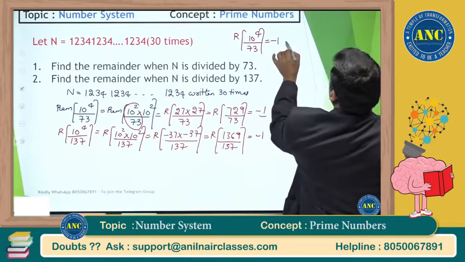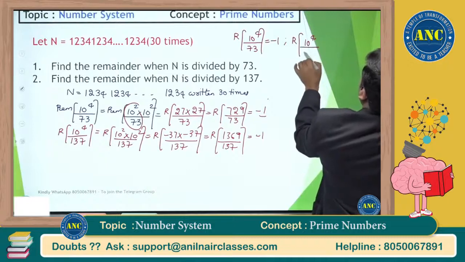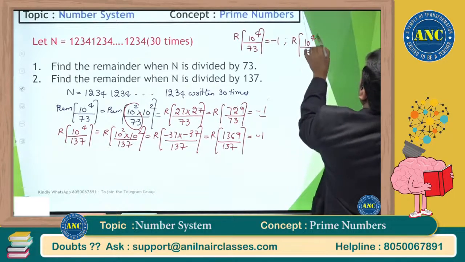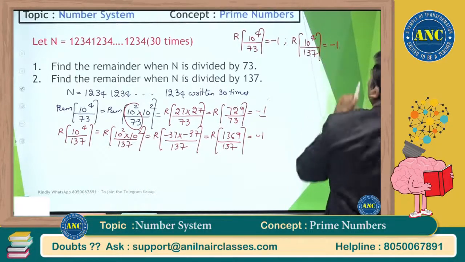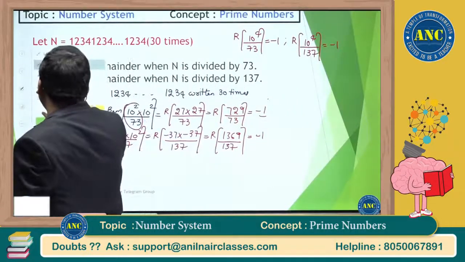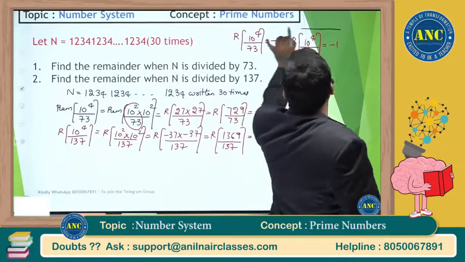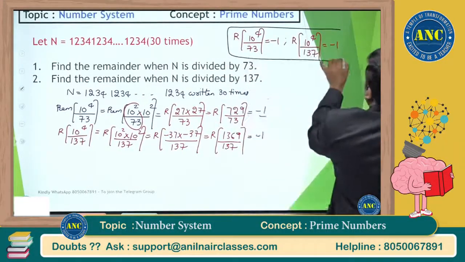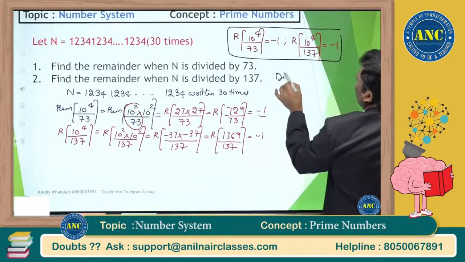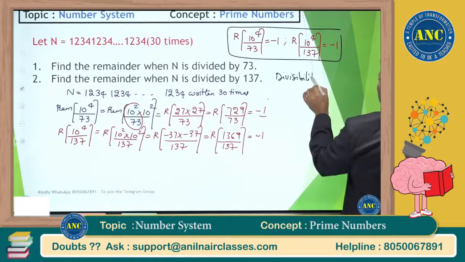That means 10 power 4 divided by 73 gives -1, and 10 power 4 divided by 137 also gives -1. So what will be the divisibility rule for 73 and 137?